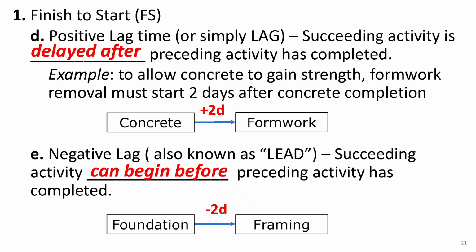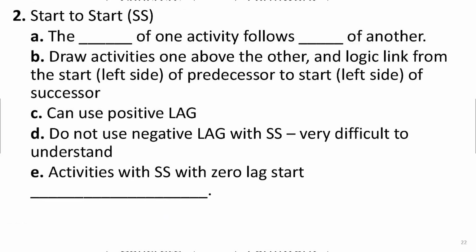Setting lag and lead times depends on many factors, such as technical requirements and project constraints. Since these adjustments impact the overall project duration, professionals often use them strategically to fine-tune the schedule and meet project deadlines. Now, let's move on to start to start, or SS.